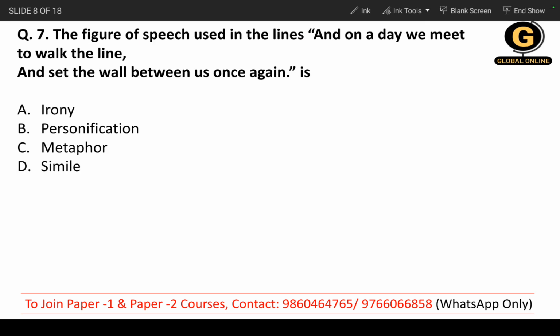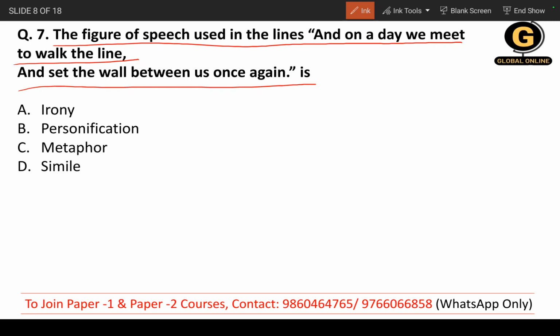Seventh question. The figure of speech used in the lines, "And on a day we meet to walk the line and set the wall between us once again." These are two different ideas altogether. You are saying something, but you mean something else. You met to do something, but you did something else. So this is an example of irony. Personification cannot be the answer because there is no personification. Metaphor cannot be the answer. Simile cannot be the answer. So, irony is the correct answer.